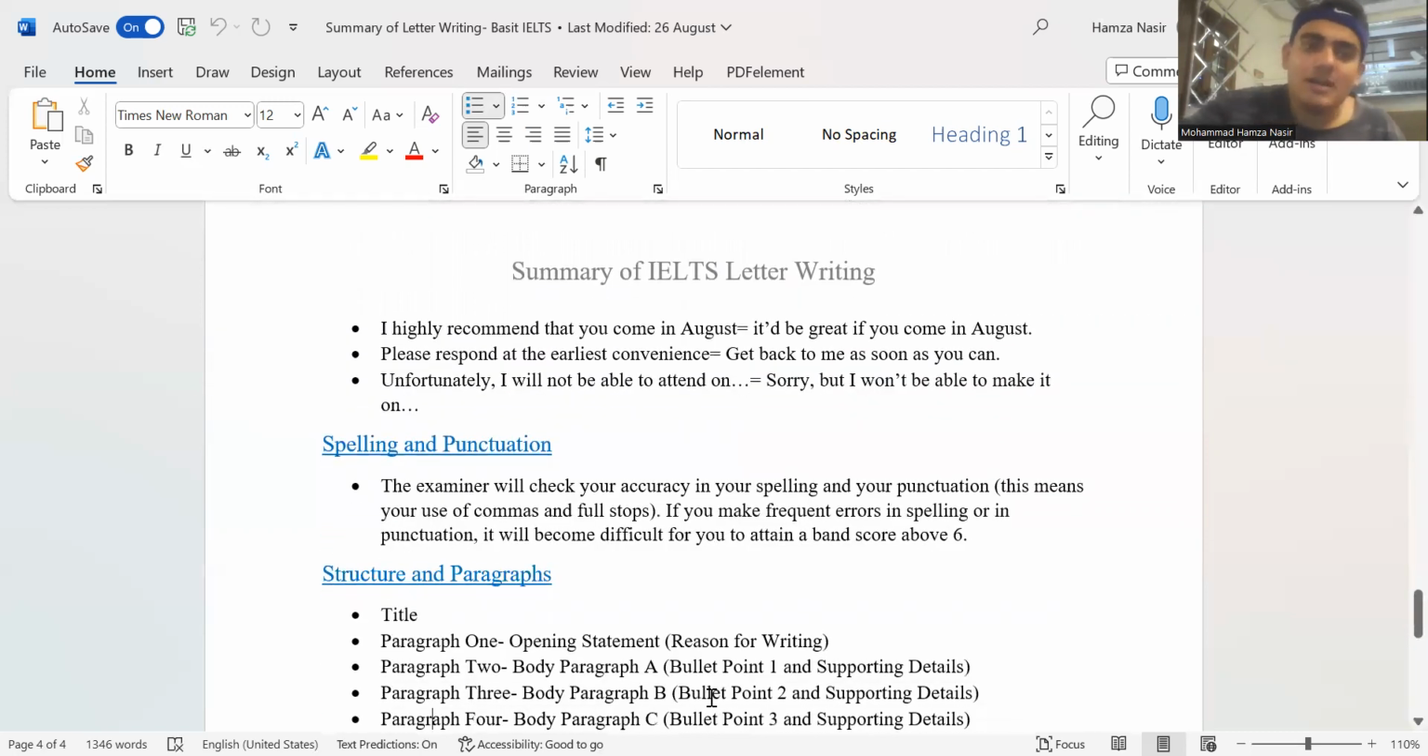Next up, let's talk about spellings and punctuation. Obviously, like I've said over and over again, the examiner is going to check your accuracy in your spelling and your punctuation. This means your use of commas and full stops. So start cracking open those newspapers, magazines, and research articles from now, and just make sure you avoid these sorts of mistakes.